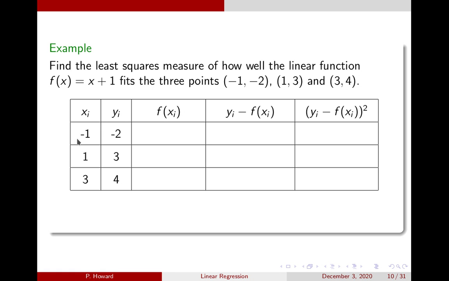So as before, the 3 points appear in the first 2 columns of the table: minus 1, minus 2; 1, 3; and 3, 4. In the third column, we calculate f of the x value. In other words, we plug the x value into the formula for f, which in this case is x plus 1. See, if x is minus 1, x plus 1 will be 0. If x is 1, x plus 1 will be 2. And if x is 3, x plus 1 will be 4.